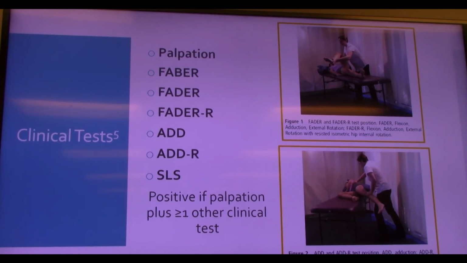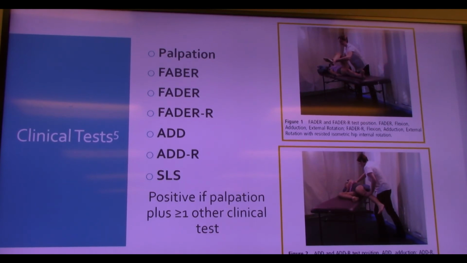So FABER: the patient had the lateral malleolus of their affected leg placed above their kneecap on the other side, and then their knee was passively lowered into abduction and external rotation. They had FADER, so the FADER position is in figure 1 up there, and basically the examiner would be passively adducting and externally rotating their hip. They had FADER-R, which was FADER with resistance. Again, that same position, but resisted isometric internal rotation against a force applied by the examiner.